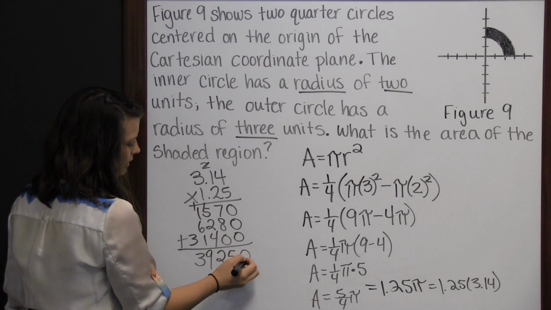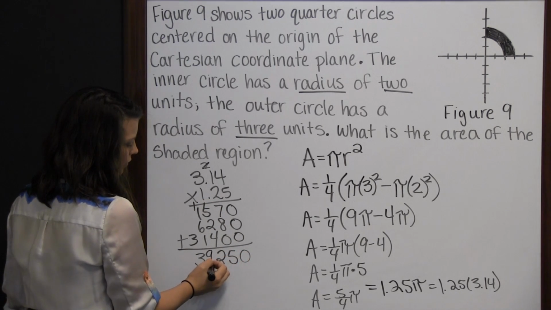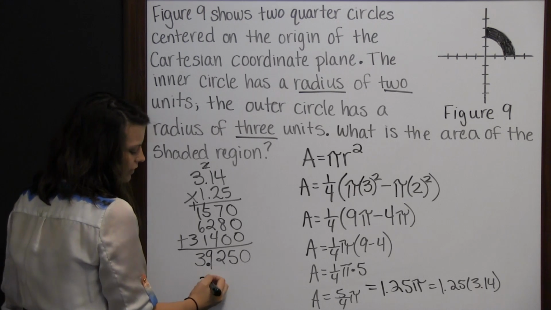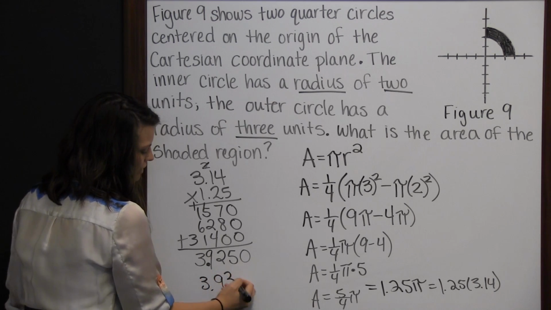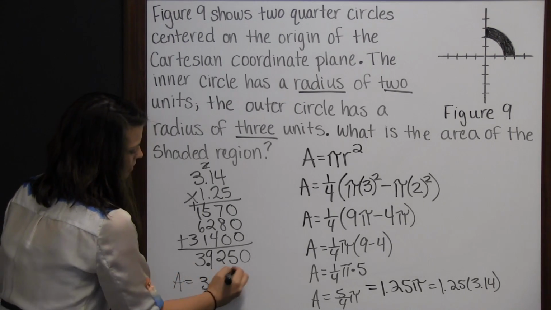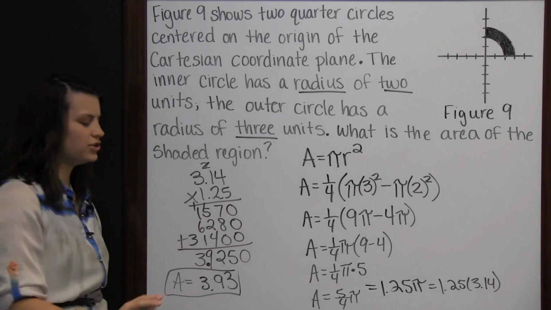And then we have 4 numbers behind the decimal. 1, 2, 3, 4 numbers behind the decimal. So we could round this to 3 and 93 hundredths would be the area of just the shaded region.